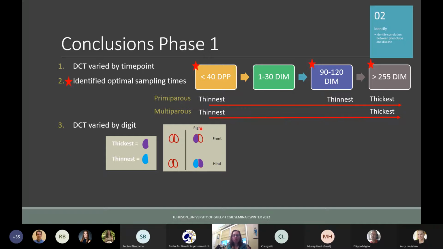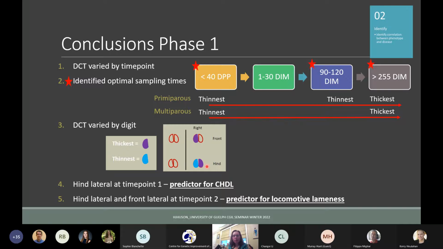So we looked at right feet, front and hind, and both digits on the right feet. Here we see the blue one is showing us these were consistently our thinnest ones, where we had thick ones on both a front and a hind foot. The other thing we were able to determine is that out of all of these digits and the changes over lactation, if we use the hind lateral foot at time point 1, that very first one here, this was a good, significant predictor of claw horn disruption lesions that would occur later in lactation.